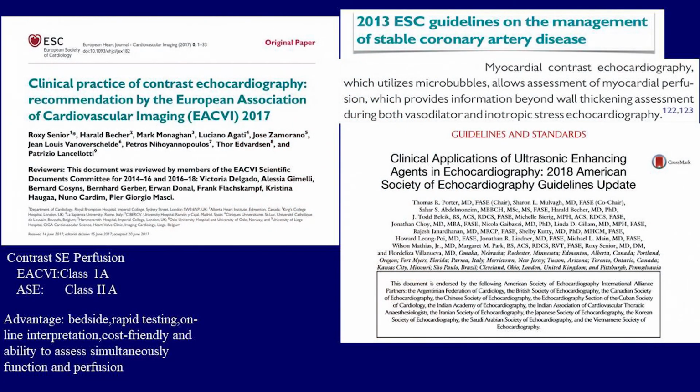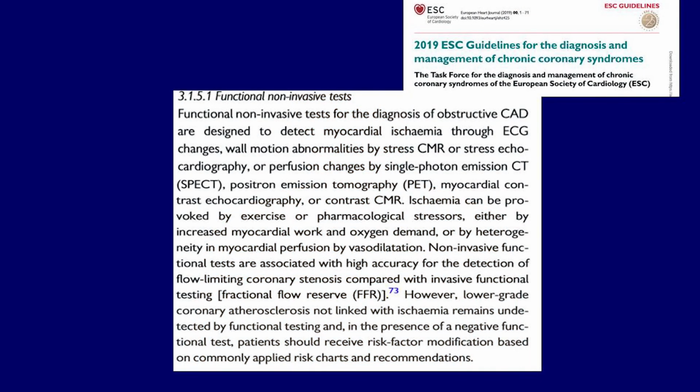So now, these are the recent guidelines from Europe and from America, and even the ESC guidelines recommend stress echo perfusion as a valid method in stress echocardiography. And even the most recent 2019 guideline, just published about a month ago, clearly says that if you want to look at perfusion changes, you can do so with SPECT, positron emission tomography, myocardial contrast echocardiography, or contrast CMR. So it is now classified at the same level as the other techniques that we use here.